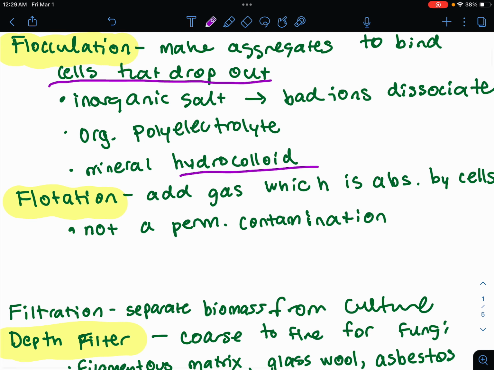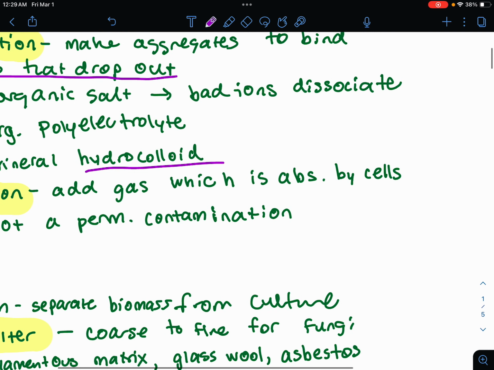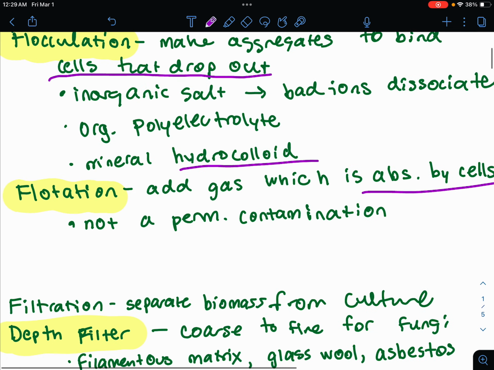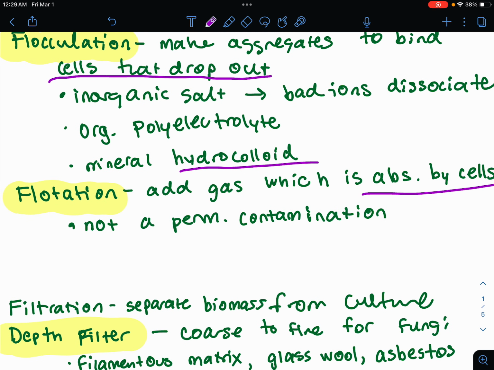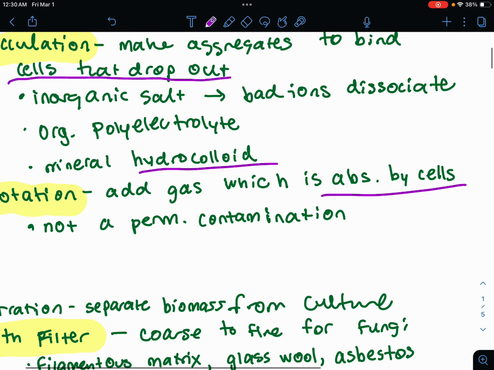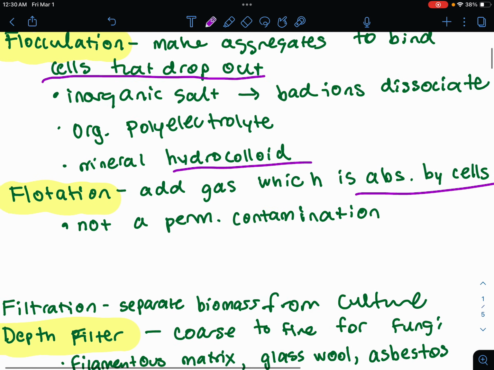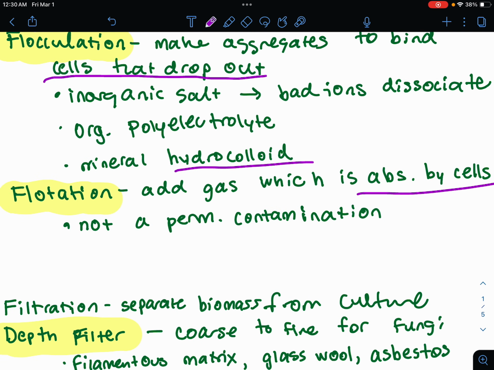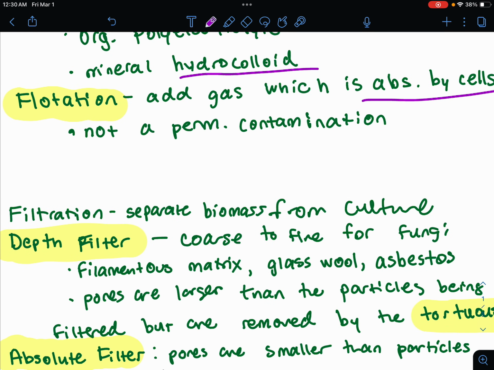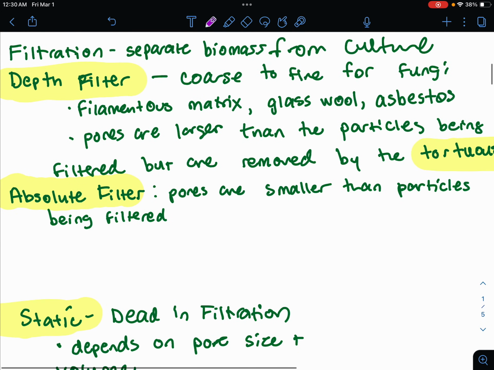Flotation, however, is the reverse of flocculation. You're going to add gas, and this gas will be absorbed by the cells, and they will rise to the foam layer at the top of whatever vessel they're using for the process, and then you could collect them. This is not a permanent contamination with flotation. And again, flotation is the reverse of flocculation.